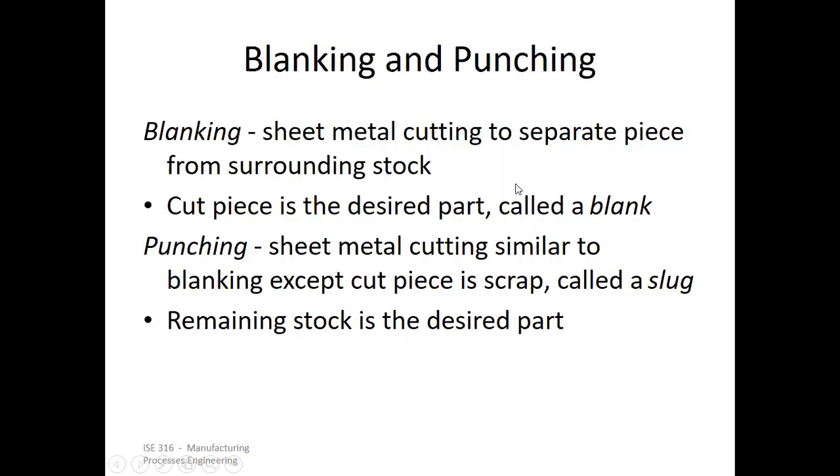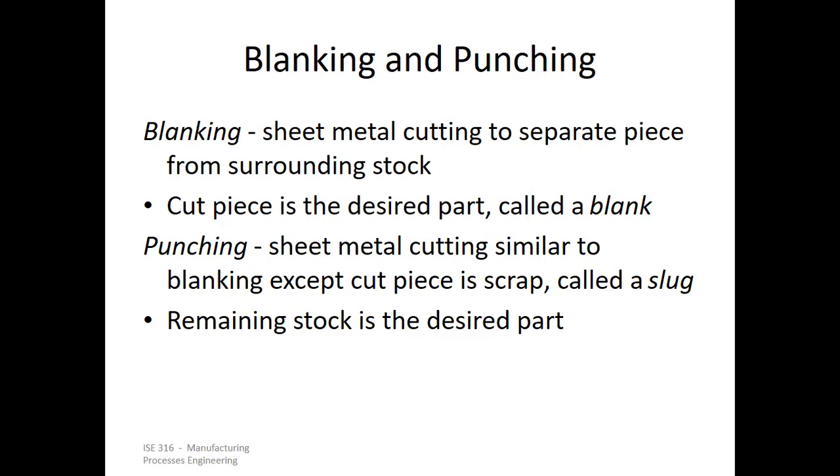As for blanking and punching, blanking is sheet metal cutting to separate a piece from surrounding stock, right? So you have a stock material and you want to remove some material, right? The cut piece is the desired part, called a blank. As I was talking about, it depends on which is your desired part, right? The byproduct, as I was saying. So the desired part is the cut piece, the piece which has been cut right now.